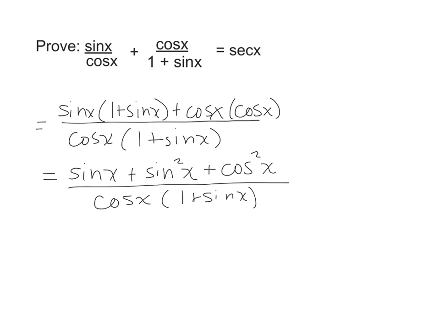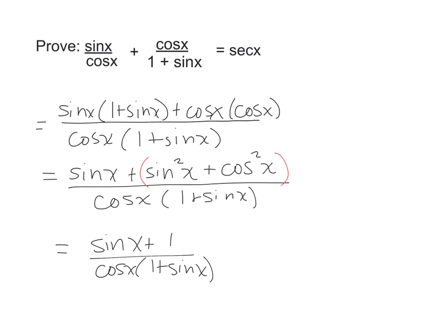Where's the identity that we're going to use now? Sine squared x plus cosine squared x right here. What's that equal to? 1. So I end up with sine x plus 1 over cos x times 1 plus sine x. Then what? Cancel out the 1 plus sine x.